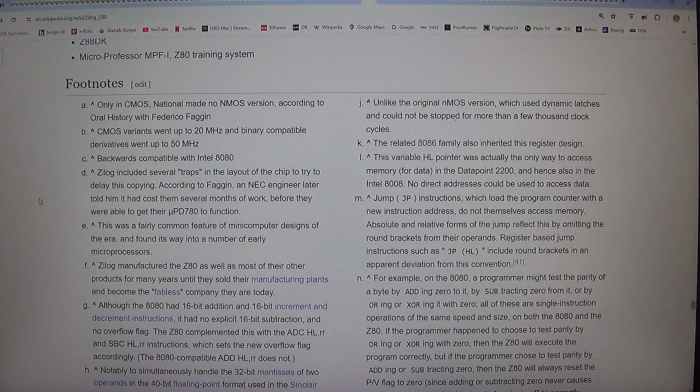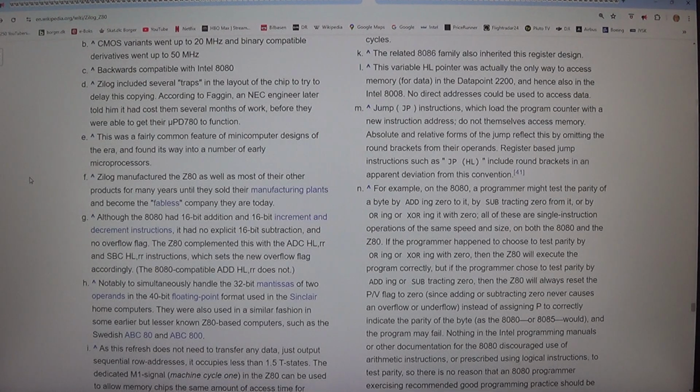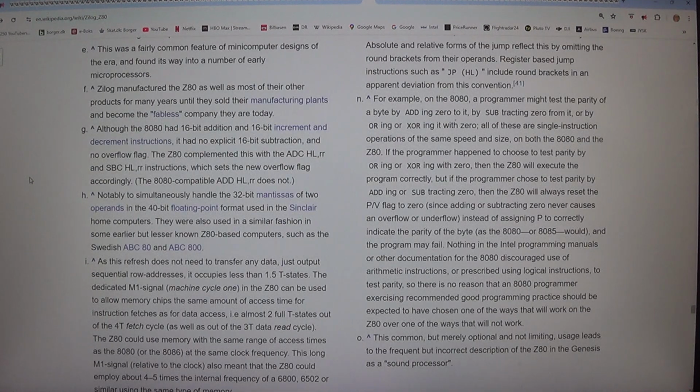According to Faggin, an NEC engineer later told him it had cost them several months of work before they were able to get their PD780 to function. 5. This was a fairly common feature of minicomputer designs of the era, and found its way into a number of early microprocessors. 6. Zilog manufactured the Z80 as well as most of their other products for many years until they sold their manufacturing plants and became the fabless company they are today.